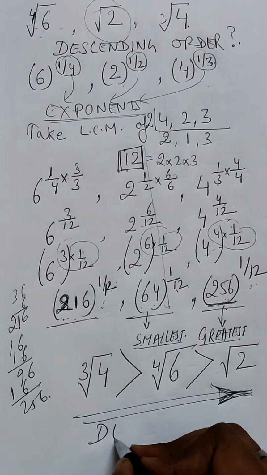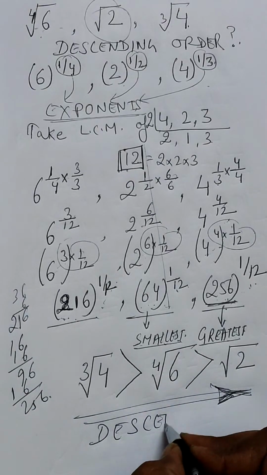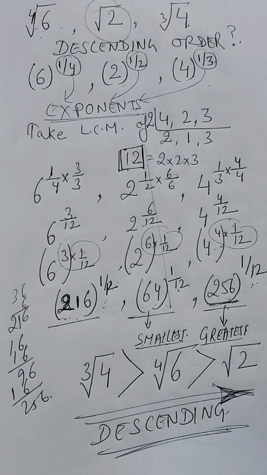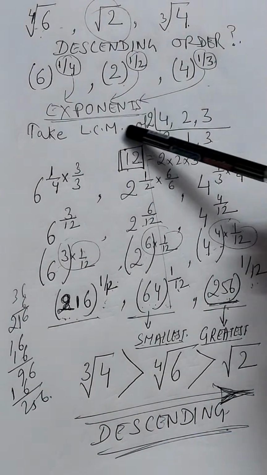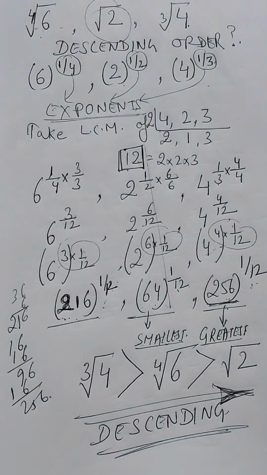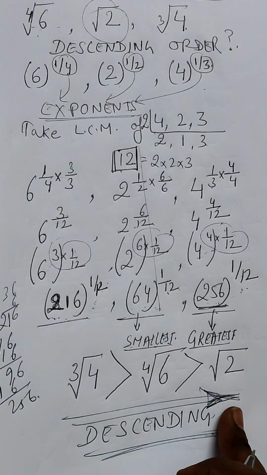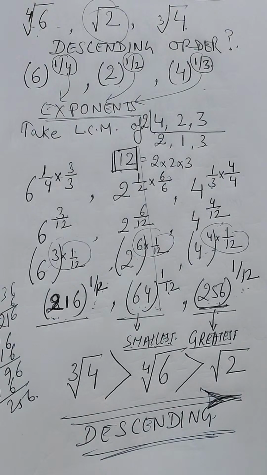This is the descending order, and we have solved this question. All such questions can be solved very easily by converting these exponents into like fractions, and after converting them into like fractions, you can see these numbers can be arranged very easily into ascending or descending order.